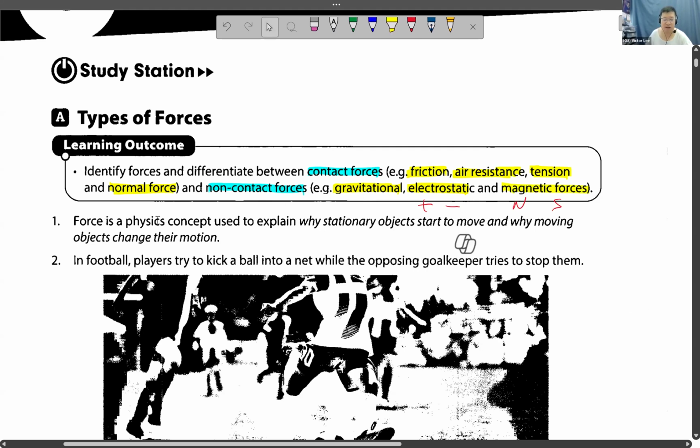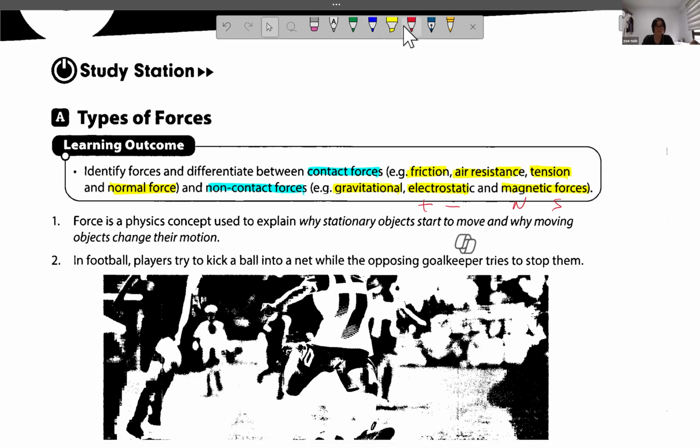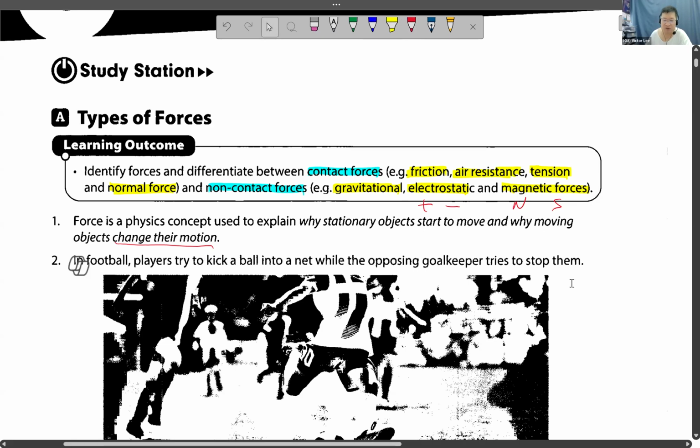So force is a physics concept used to explain why stationary objects start to move and why moving objects can change their motion. When you change the motion, it could mean change direction, slow down, or speed up, and so on. All right, so let's move on.